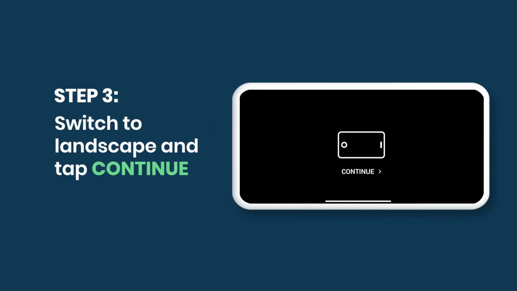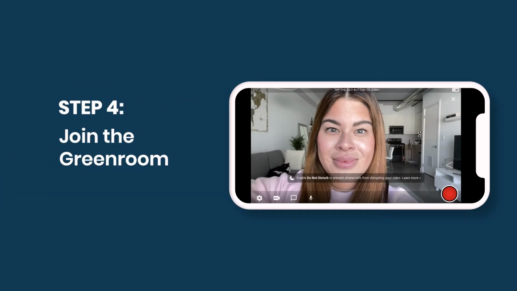Step 3. Turn your phone landscape. Then tap Continue. Step 4. Enter the green room. Frame yourself up in the preview window. Then tap the red button to join the green room. The green room is where you interact with the broadcast hosts and other guests before the broadcast begins.